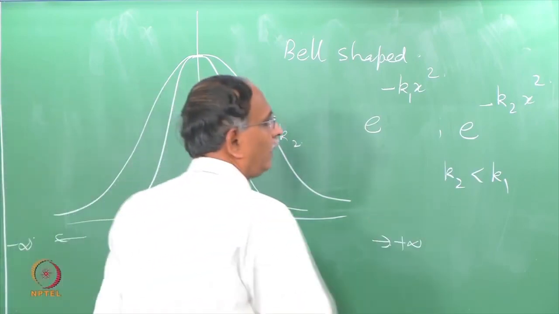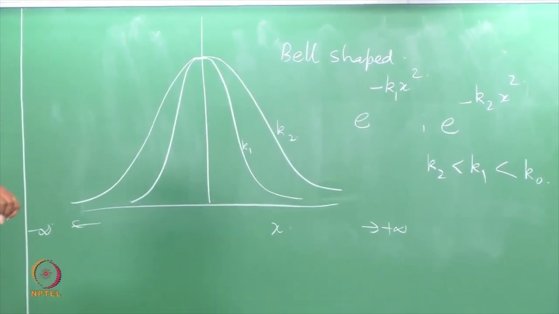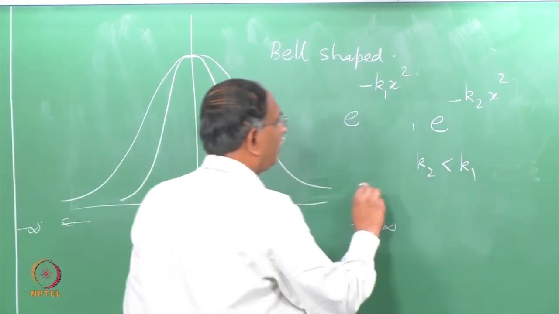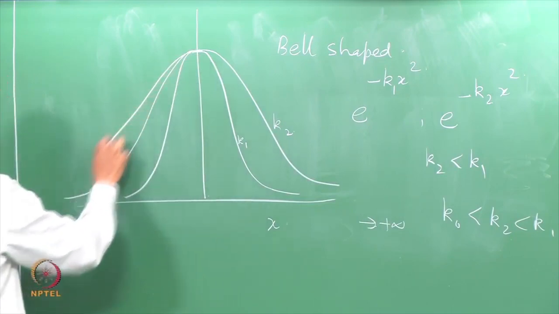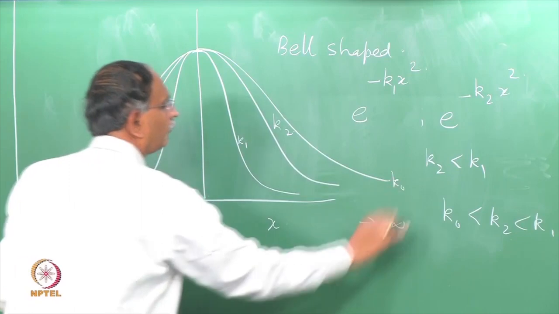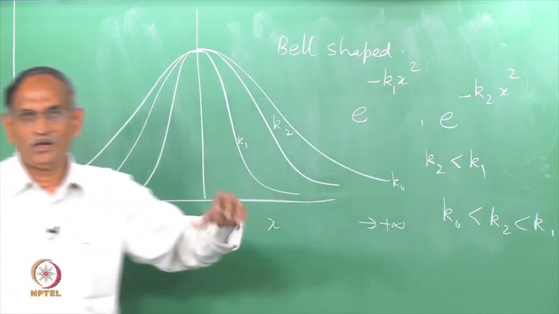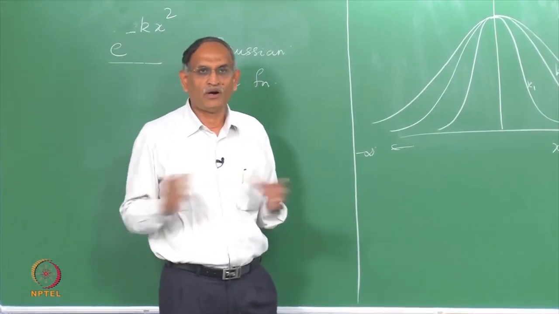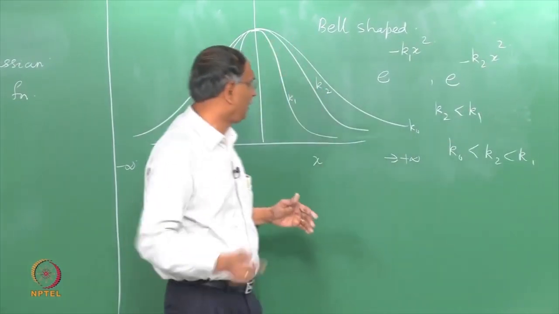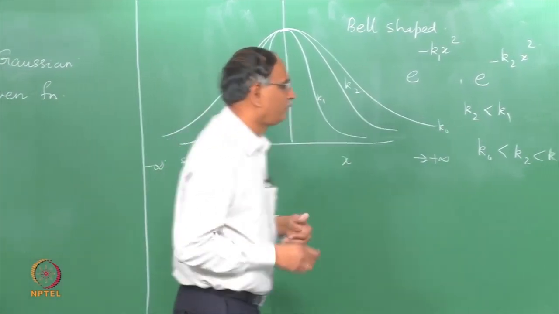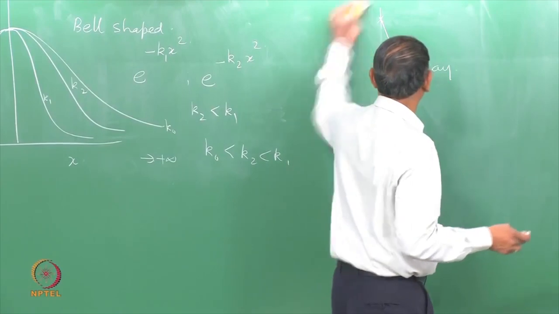If you have k0, sorry, yeah, you have k2 less than k1, and you have k0 now less than k2 less than k1. If you do that, then the function is even, that is k0. Okay. So the smaller the value of the exponent, the wider, the more extended the function is, or the opposite, the larger the value of these k's, the narrower the function is. You go in the reverse direction. This is another function which is extremely important for your calculations in spectroscopy and quantum mechanics.